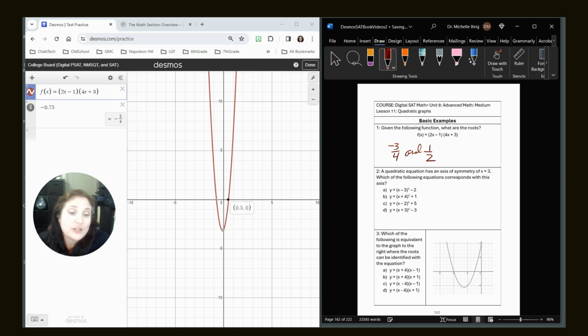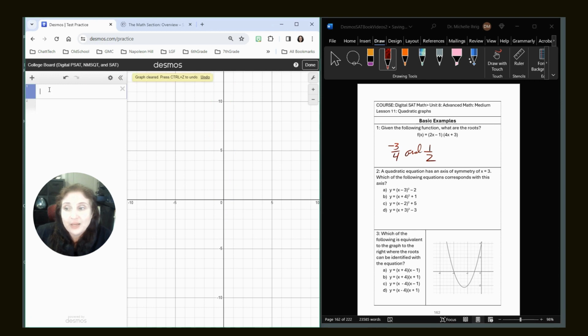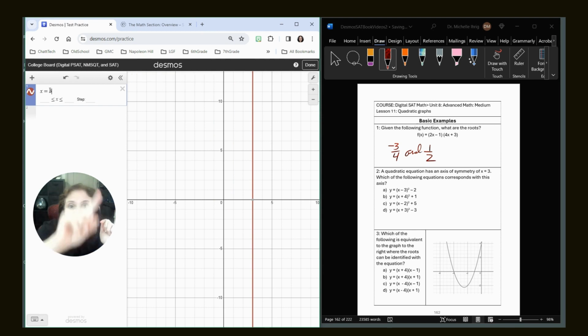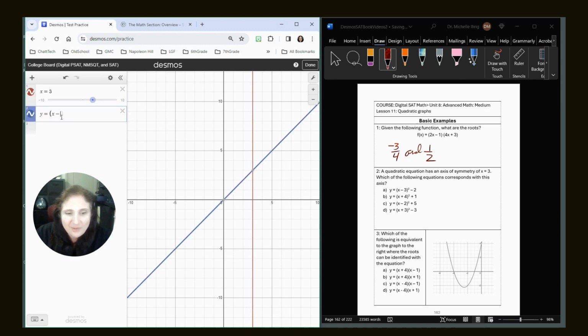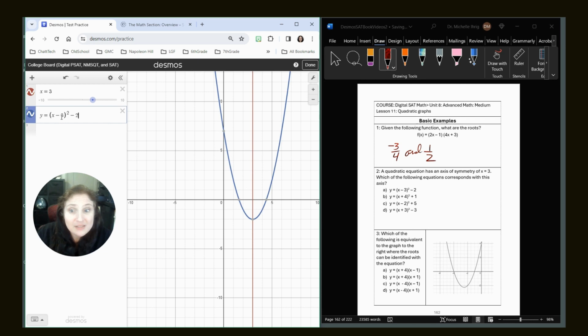All right, a quadratic equation has an axis of symmetry of x equals 3. Which of the following equations corresponds with this axis? So what we're going to do is type in x equals 3. That's the axis of symmetry, so we want to have the parabola be equal on both sides of it. Now we just type in each answer choice. I usually do f of x equals, but right now we're just going to type it in with the y. Oh, it's the first answer.